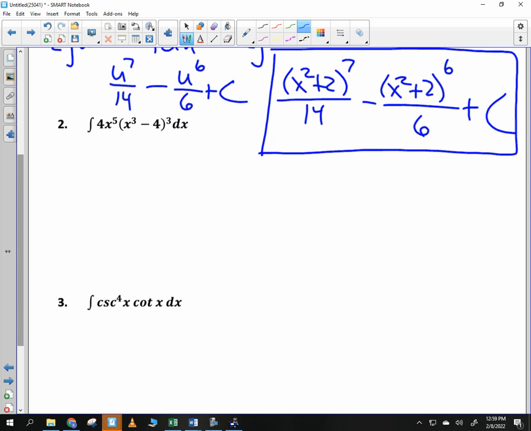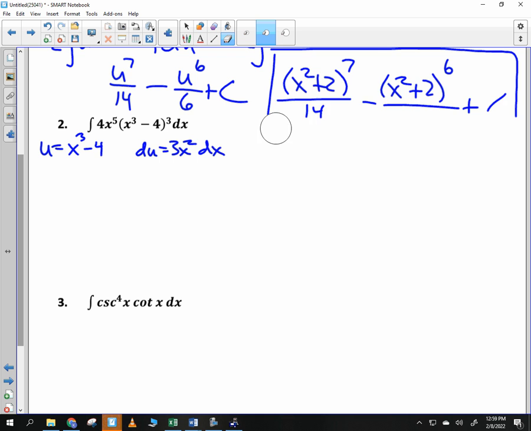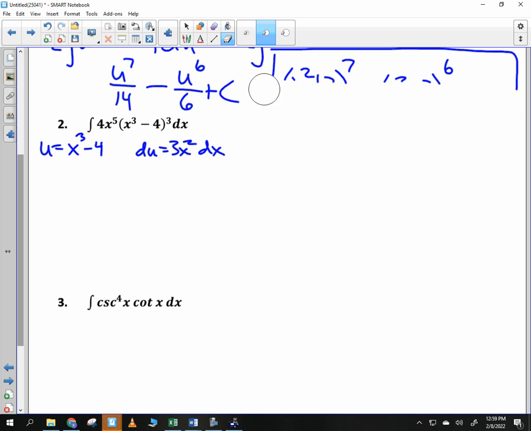Okay. What do you think u is here? x cubed minus 4. So du is 3x squared dx. Okay. And when we do that, without a doubt, that's the point where you're like, Houston, we have a problem, right?